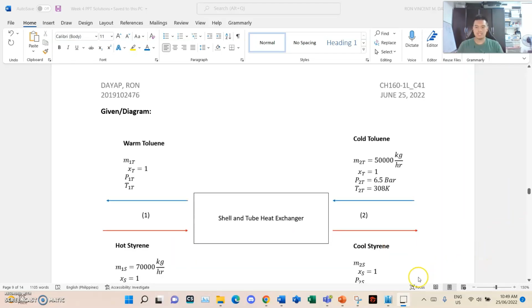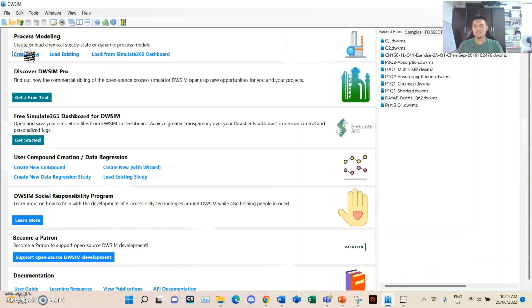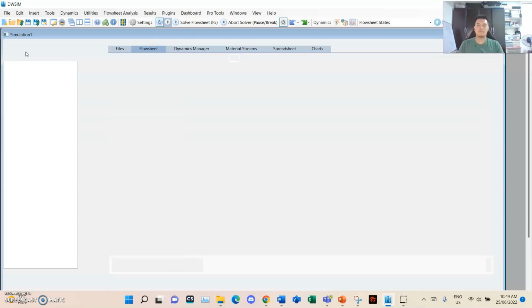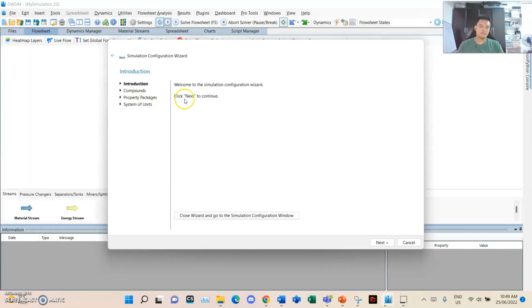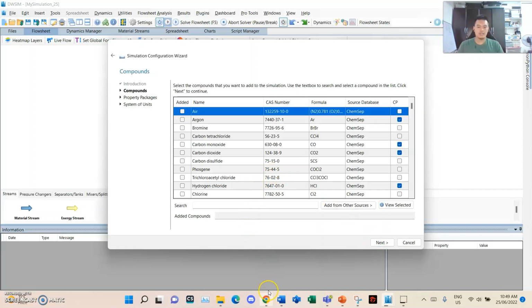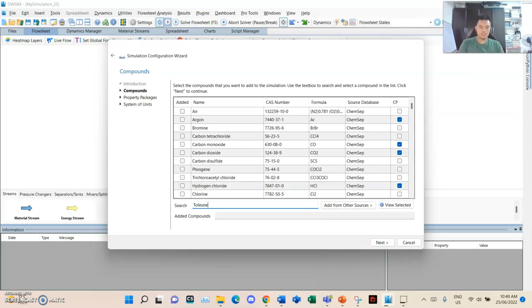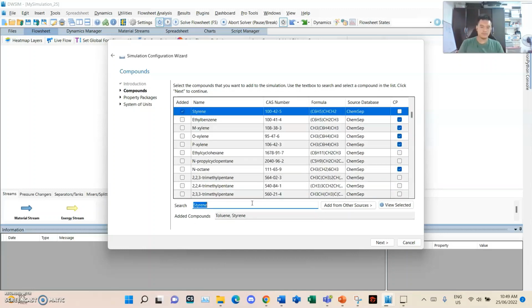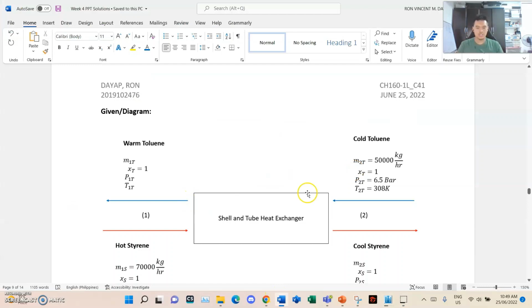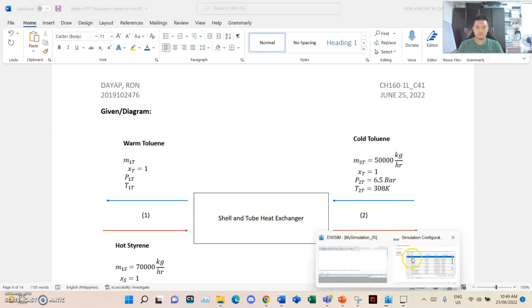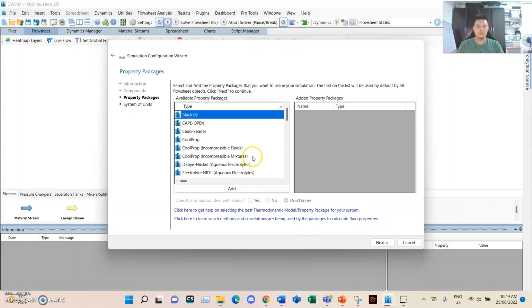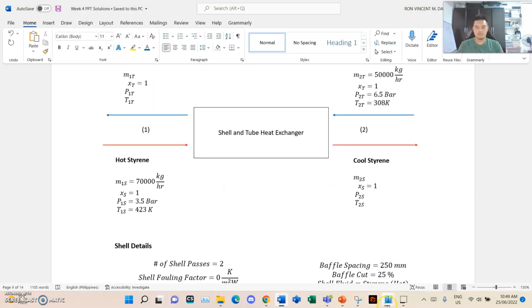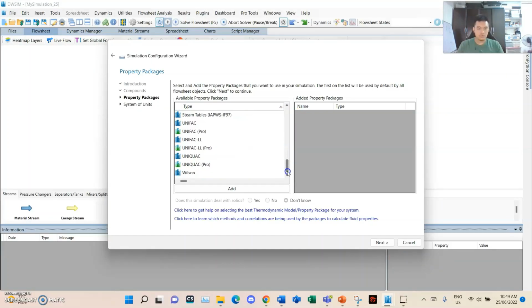Now, let us simulate using DWSIM. So, we need to create a new process model and do the following general procedure for every DWSIM operation or simulation. Now first, we click next, then we need to add the compounds. So the compounds earlier are toluene and styrene. So double check toluene and styrene, okay. Next, and then the property package according to the problem uses Unifac. So we'll search for Unifac.